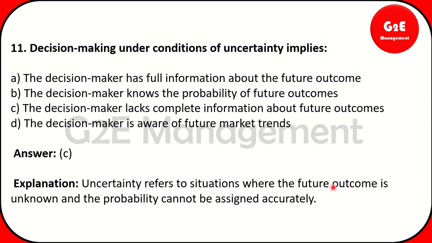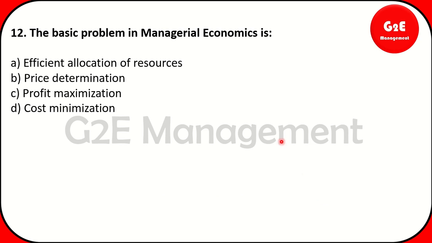Uncertainty refers to a situation where the future outcome is unknown, right? And the probability cannot be assigned accurately.